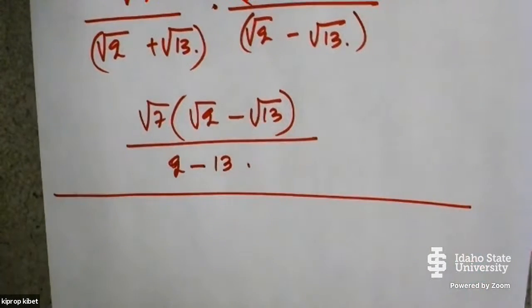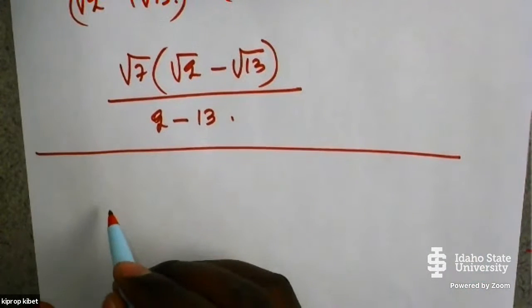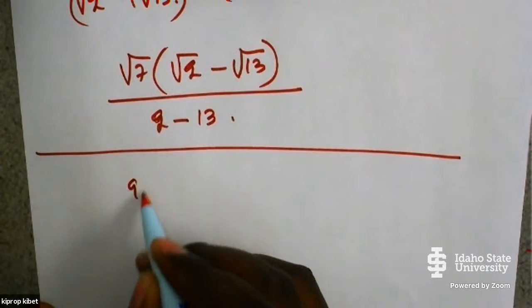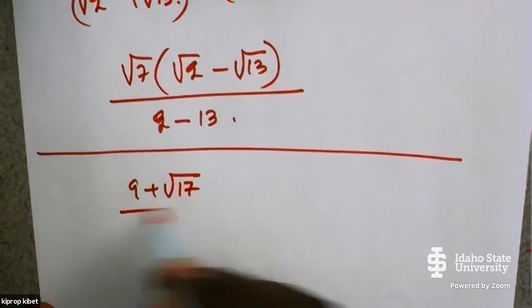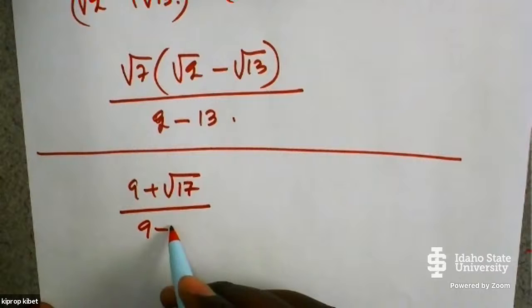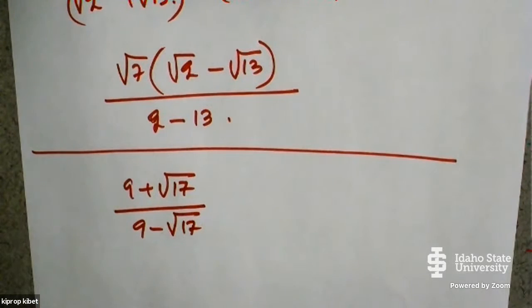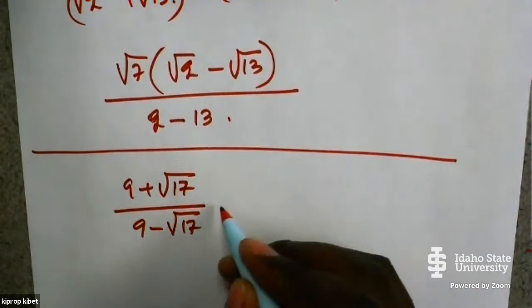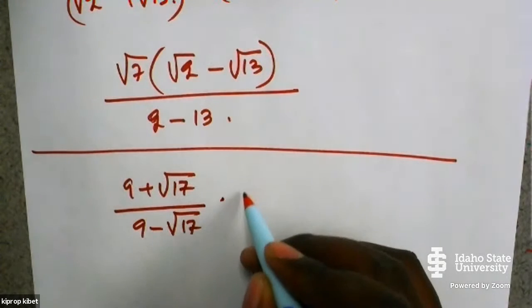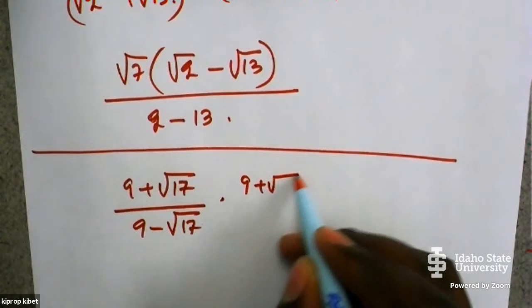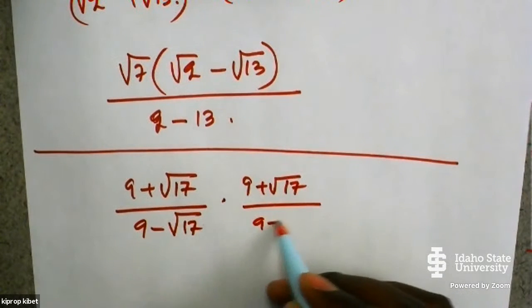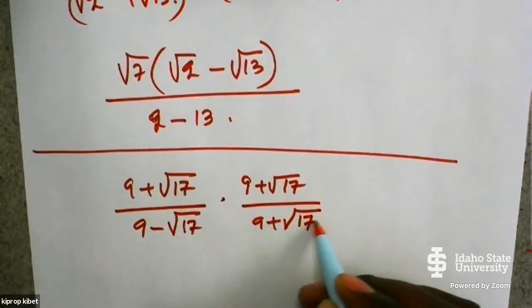So the last one, we have 5 more minutes. If we have 9 plus the root of 17 all over 9 minus the root of 17, again, simplify that. You do what? Multiply by the conjugate, right? So the conjugate of the denominator is 9 plus the root of 17 all over 9 plus the root of 17.